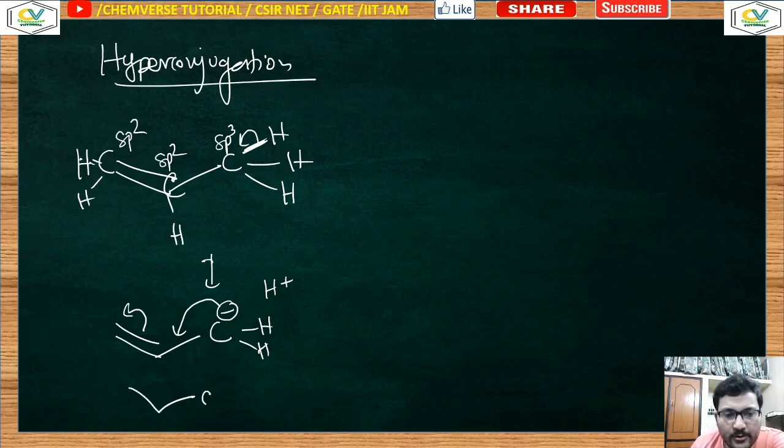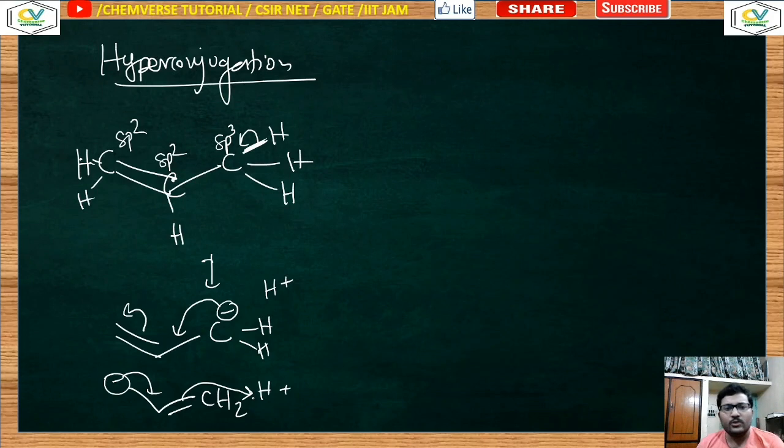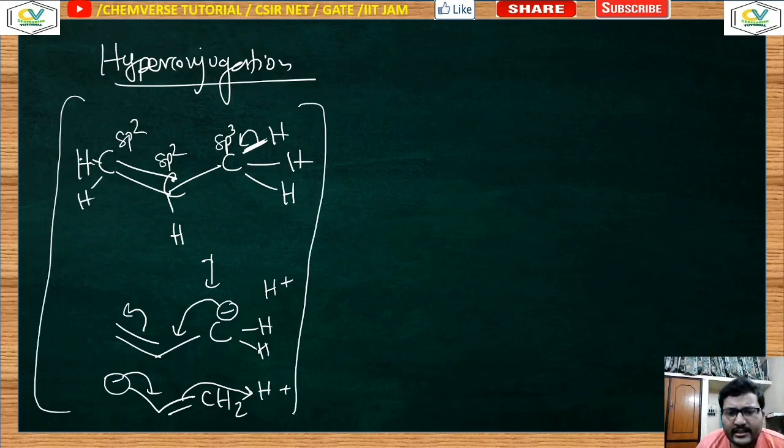So that will form a conjugation like this one, and now again it will come back to get the CH bond again. So there will be this kind of fluctuation over here, and it will gain stability to some extent. It will not completely release the hydrogen, because then it would be a charged one, which is not stable.